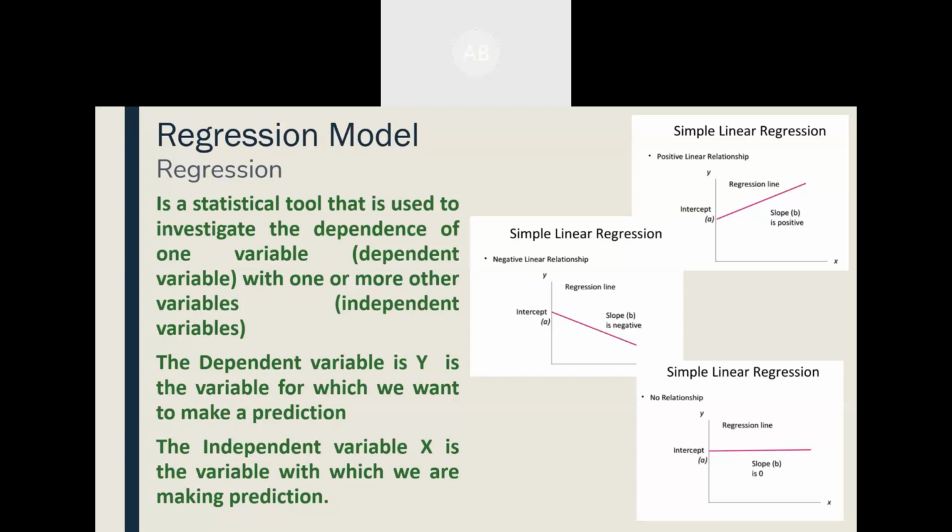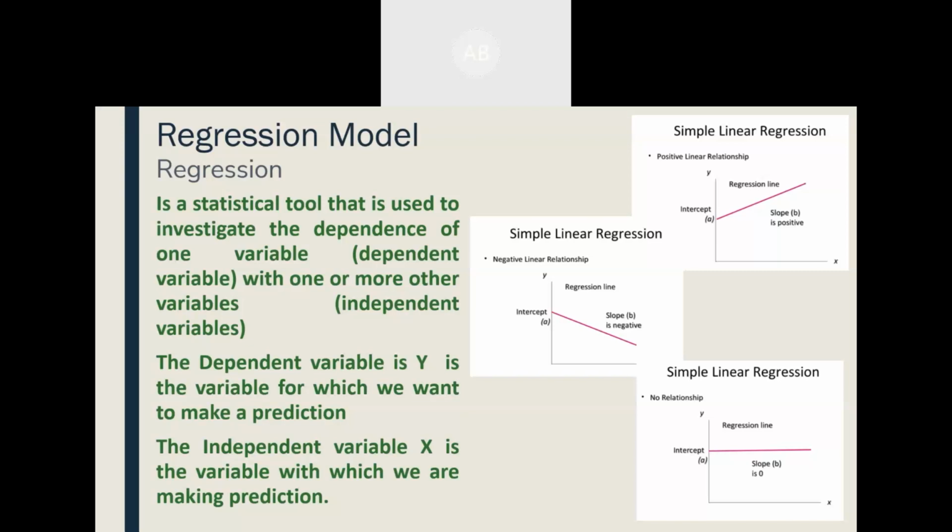So the dependent variable is normally plotted along the y-axis, and then the independent variable is plotted against the x-axis. When you plot these two values, you can fit a straight line, the kind of line that you see on the screen, and then from the slope you can say that either the relationship or the regression is positive or negative, or you have no relationship between these two variables.